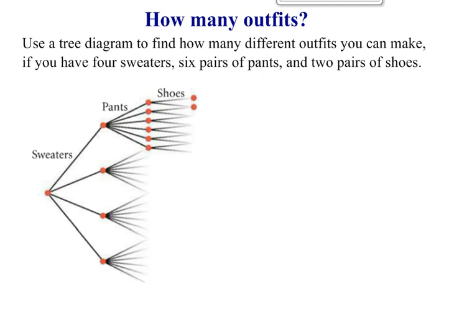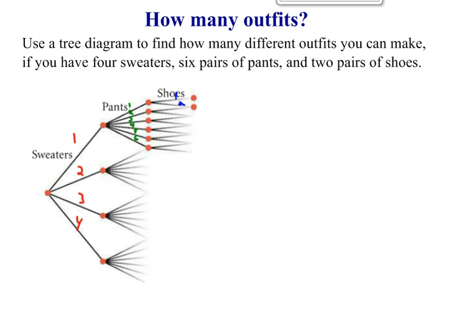We have 6 pairs of pants, 2 pairs of shoes. Okay, so the tree diagram is already here for us. We just learned about tree diagrams in the first part of chapter 10. They say we have 4 sweaters, so we have 4 different branches for 4 sweaters, right? We have 6 pairs of pants: 1, 2, 3, 4, 5, 6. And we have 2 pairs of shoes: 1, 2. Right? So the tree diagram is showing us all the options.